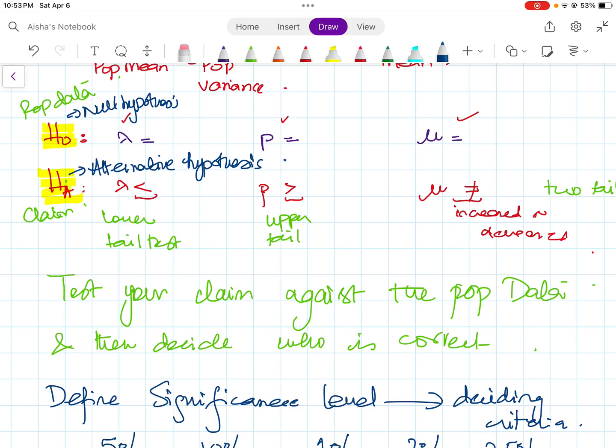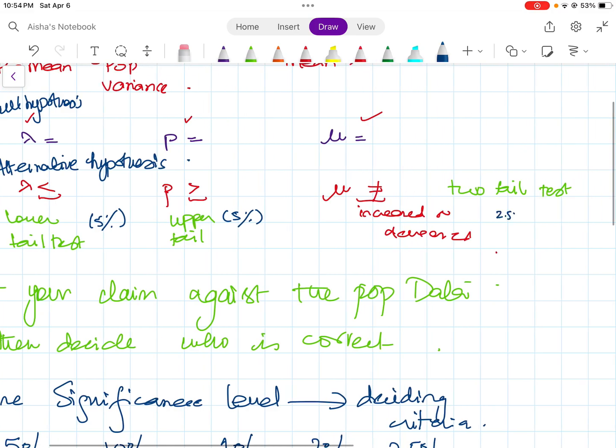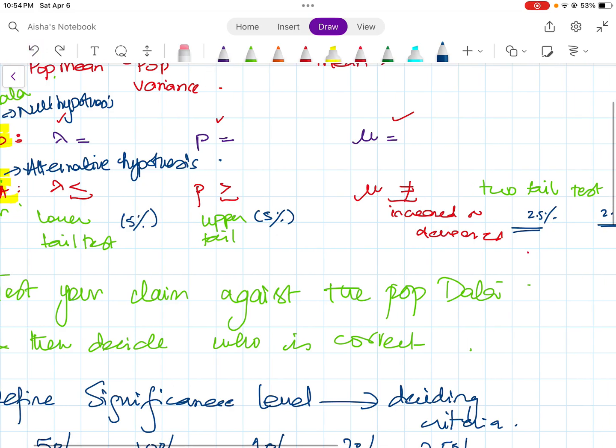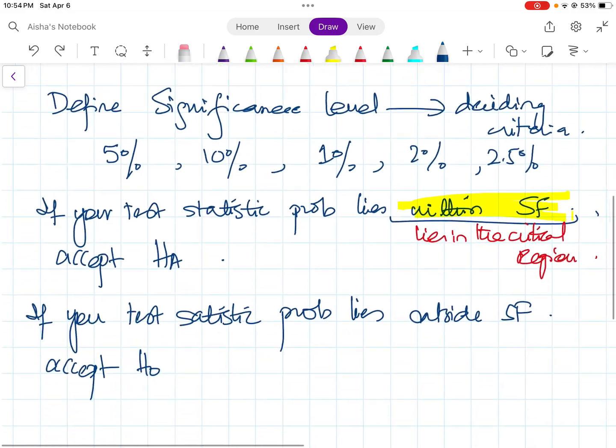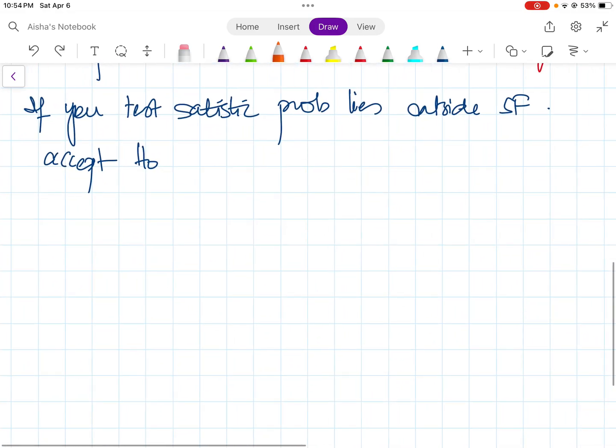Now, what happens to lower tail, upper tail, two tail? So if the significance level is 5%, we test it for 5%, we test it for 5%, but we test this one for 2.5% and 2.5% because it is equally divided between upper tail and lower tail. Okay? Now, 5% significance level.